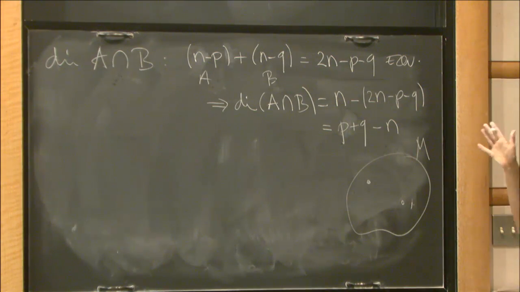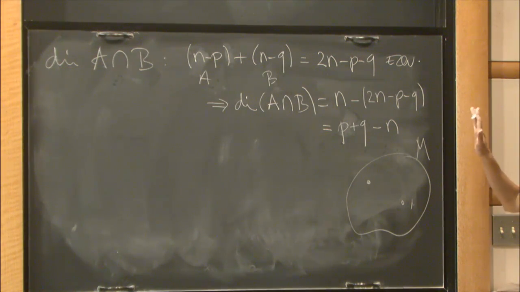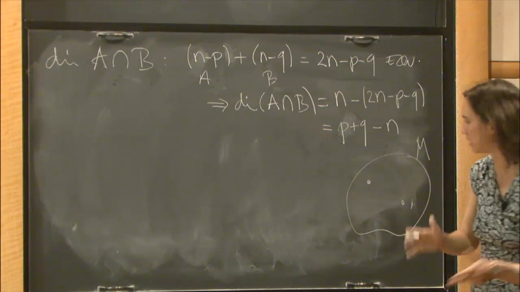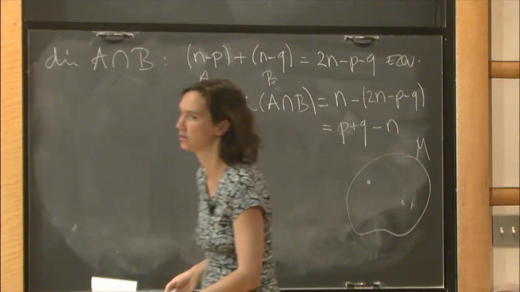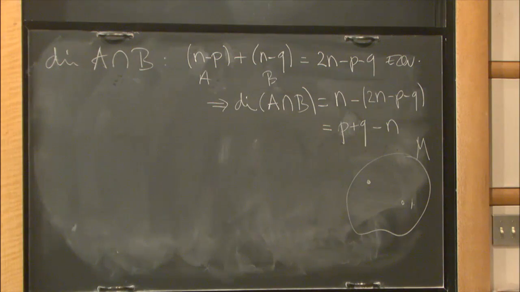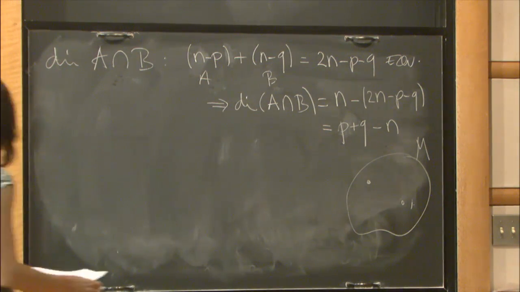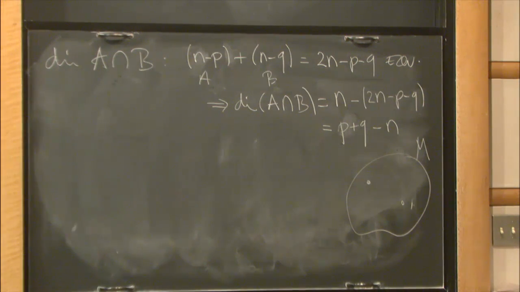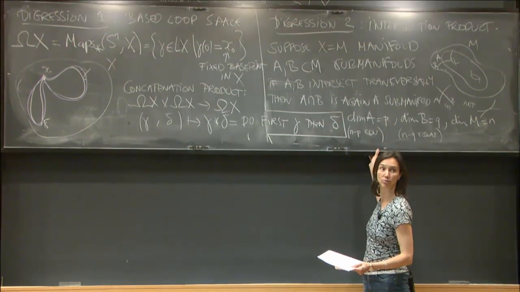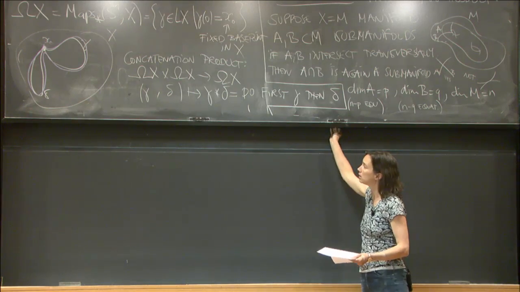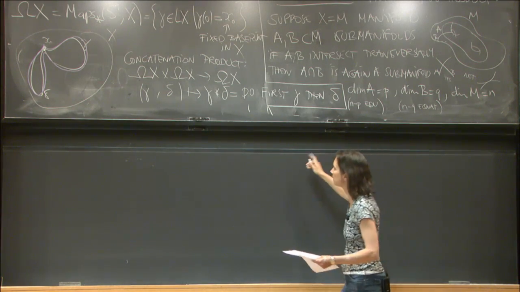So if the dimensions are small, transverse means they don't intersect. And if they intersect, they intersect as little as they should. Okay, transverse intersections and dimension. So now we have to get to homology, because this intersection product is defined only in homology.